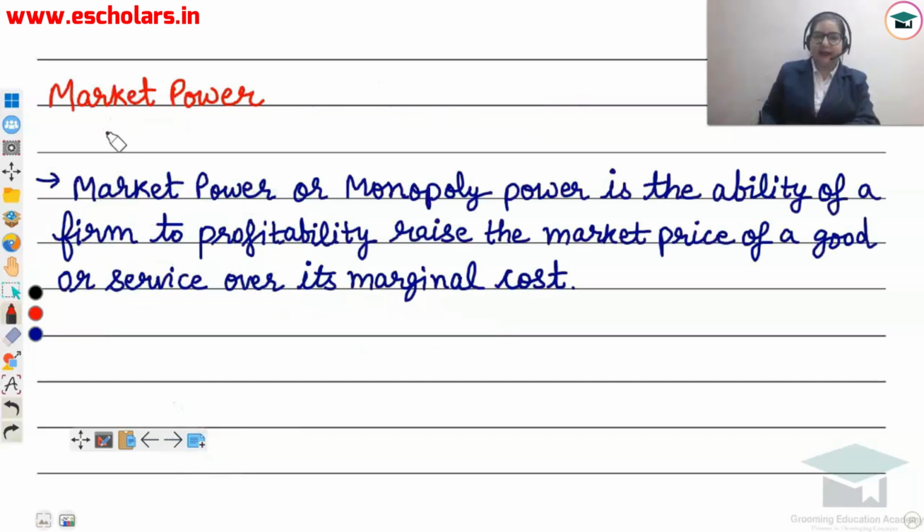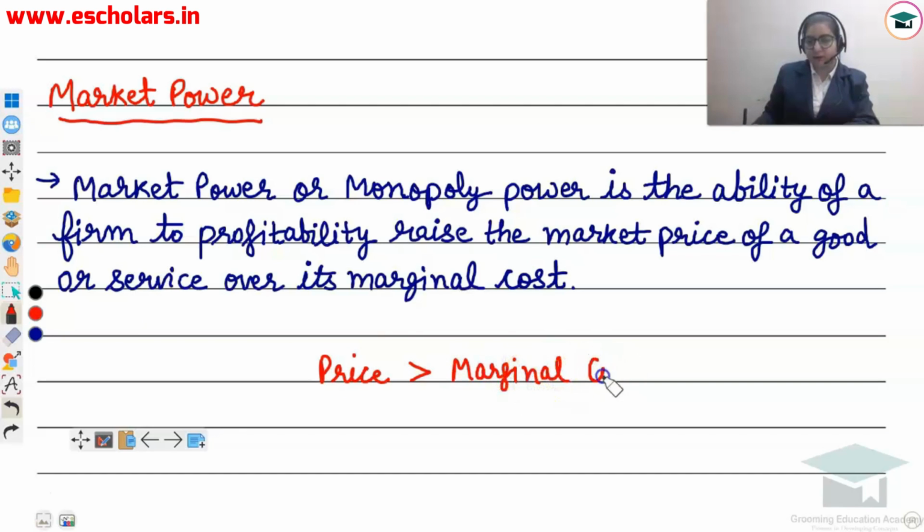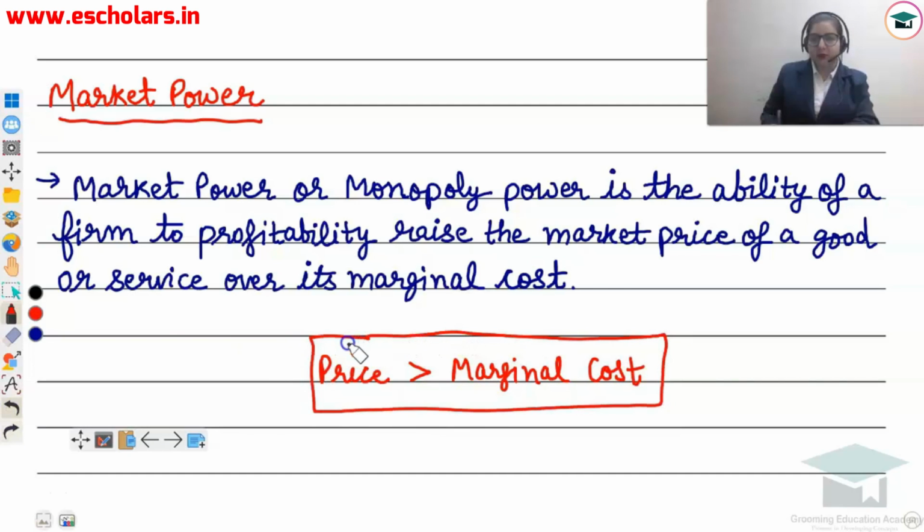Students, let's first talk about market power. See students, we know that in monopoly market, the monopolist charges a price for the product which is over and above the marginal cost of the product. So the monopolist has the ability to charge a price for the product which is greater than the marginal cost of that product. This is basically called market power, or you can say monopoly power.